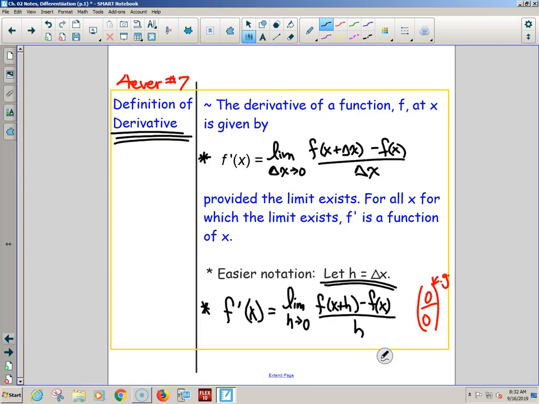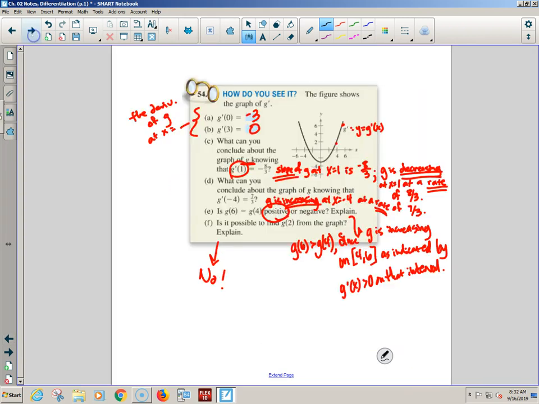And didn't we look on Friday at how this one will always be, if you go to plug in, 0 over 0? Keep going. What happens when we plug in for these two?